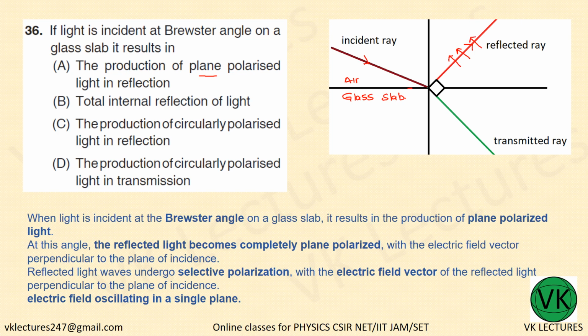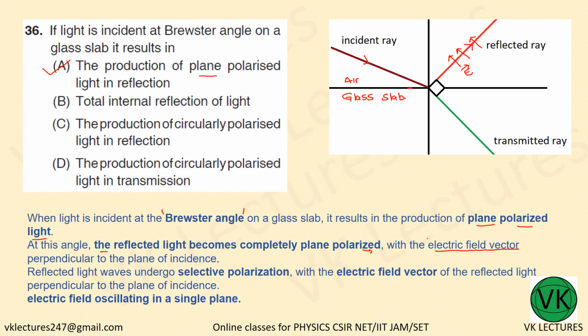So the option is option A, and to support this we have a few statements. When light is incident at Brewster angle on a glass slab, it results in production of plane polarized light. So plane polarized light in reflection. The reflected light becomes completely plane polarized. This is another statement which says the same thing, and here is a small tail to end this: the electric field vector is perpendicular to the plane of incidence.